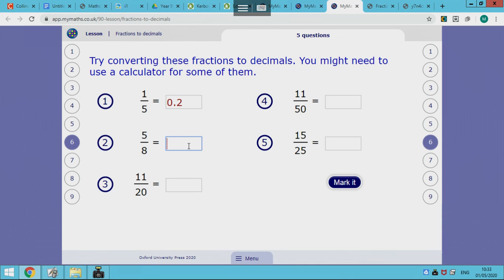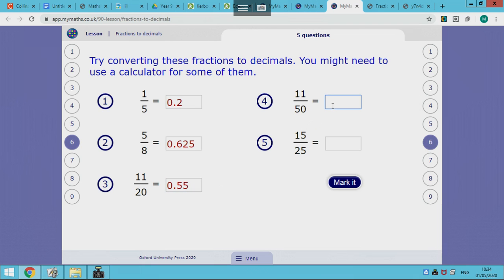But 5/8, I don't know what that is as a decimal. So I'm going to type in 5 divided by 8 into my calculator and press equals. Then I'm going to press SD. And I get this crazy decimal, 0.625. Let's have a go at the next one. 11/20. Well, I'm just going to type in 11 divided by 20. Press SD and I get 0.55.